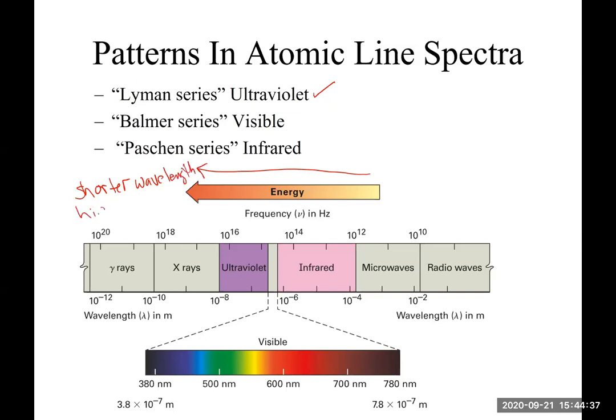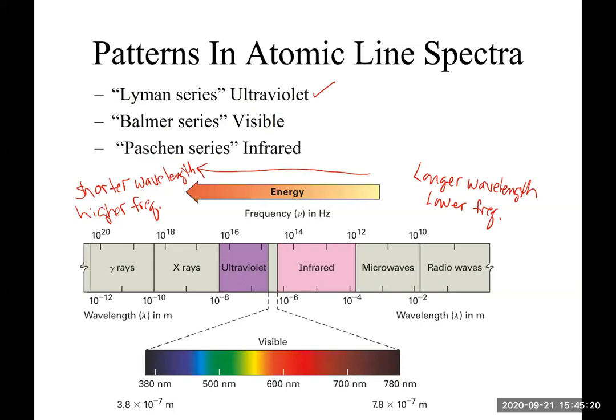You have a higher frequency. High energy, high frequency, shorter wavelength. When you have lower energies, lower frequency, you have longer wavelengths. So again, lower frequency and lower energy, longer wavelength. So the ultraviolet is much stronger electromagnetic radiation compared to infrared. Then infrared is much weaker electromagnetic radiation.